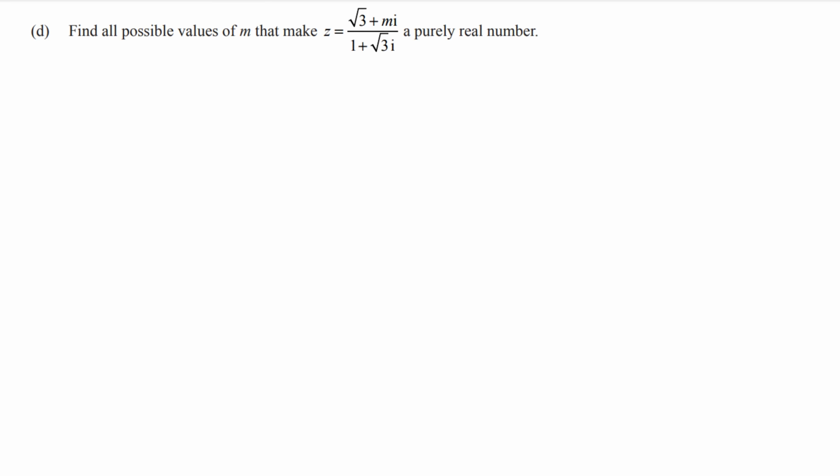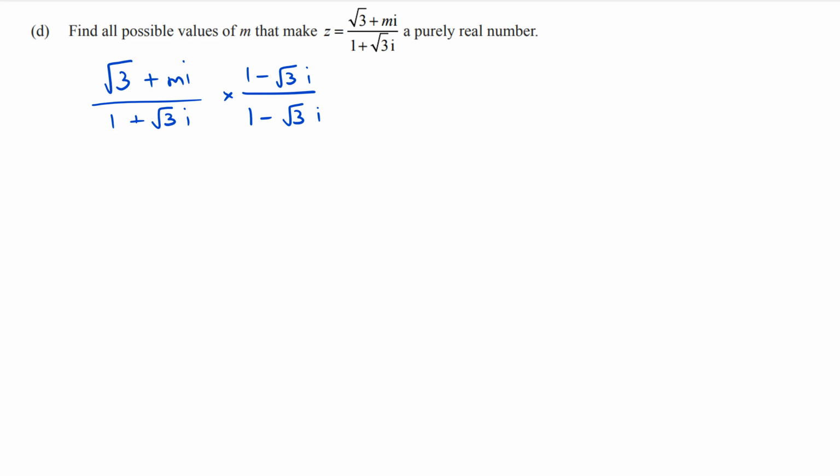So with this next question, we've got a complex number and we want to figure out what are the values of m that make this purely a real number. So first thing we want to do is rationalize the denominator. So we're going to get square root of 3 plus mi over 1 plus square root of 3i, multiplied by 1 minus square root of 3i. And in the numerator, we're going to get 1 minus square root of 3i. Notice that the i is actually outside of the square root symbol, all right?